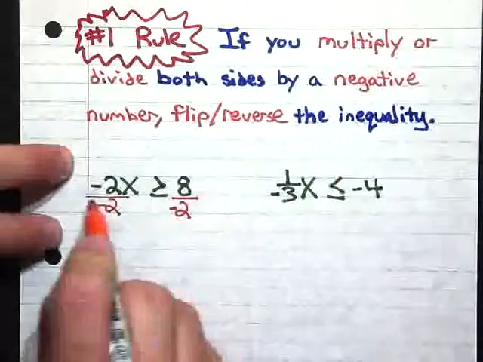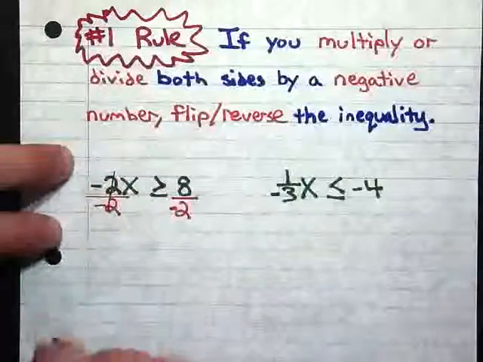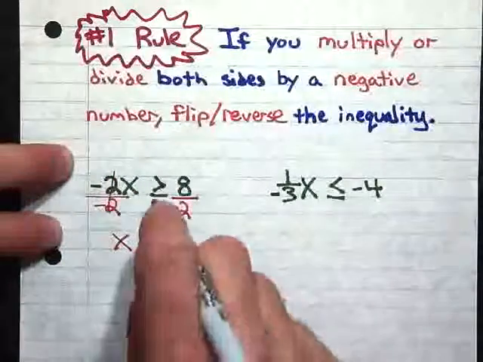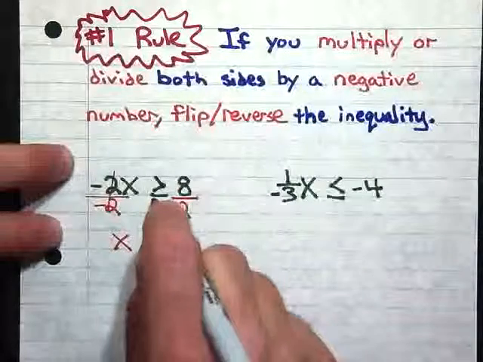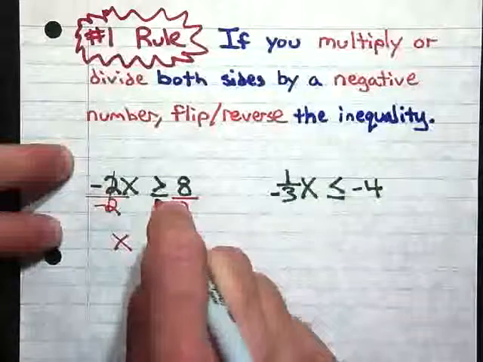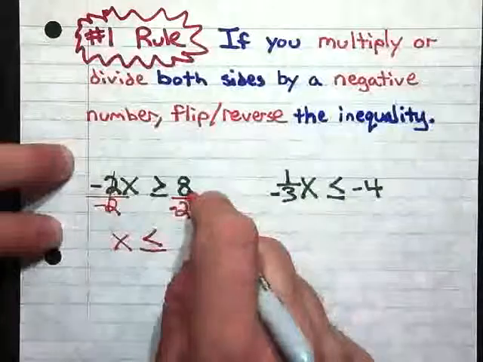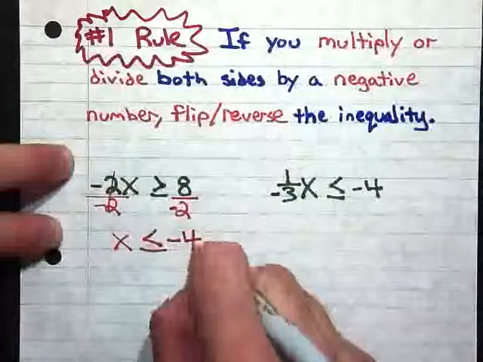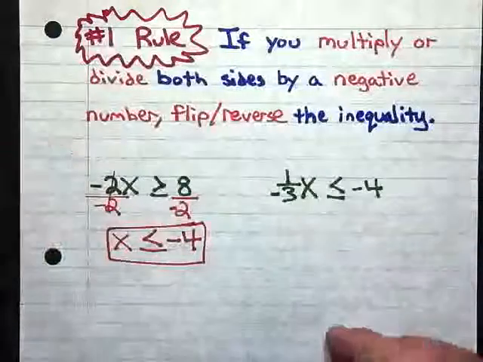Okay? So we divide both sides by -2. Now, obviously these 2's cancel out, and we're left with x. But since we just divided by a negative number on both sides, we have to flip the inequality. So instead of being a greater than or equal to, now it's a less than or equal to. And it's 8 divided by -2, which gives us -4. And we would have our solution here.